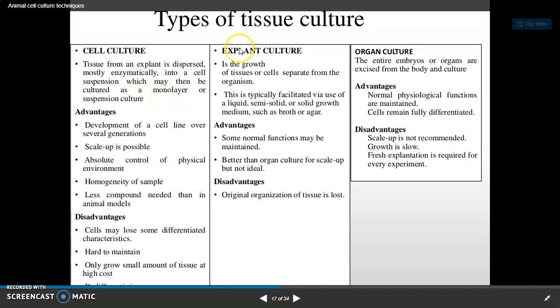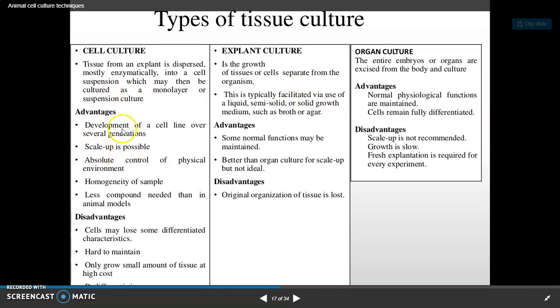Mono means single. Explant culture is the growth of tissue or cells separated from the organism. This is typically facilitated via use of liquid or semi-solid growth medium such as broth or agar. Here we are using the suspension culture. Here we are using agar medium or some gel-like broth.